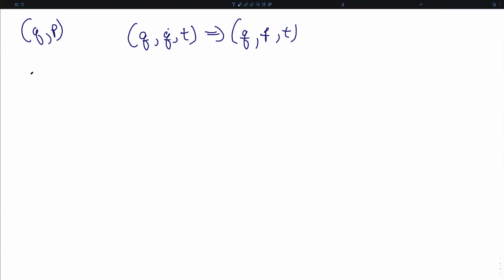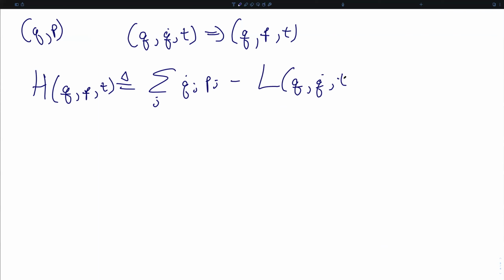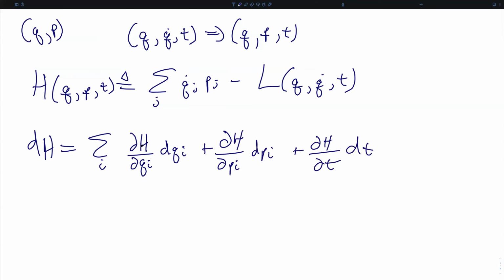We're going to define a Hamiltonian H that is a function of q, p, t as the sum of q dot j times p j minus the Lagrangian. The total derivative of the Hamiltonian is therefore the sum over all the partials of the Hamiltonian with respect to the generalized coordinates times the total derivatives of the generalized coordinates, plus the partial of the Hamiltonian with respect to the canonical momenta times the total derivative of the canonical momenta, plus the partial of the Hamiltonian with respect to time times dt.